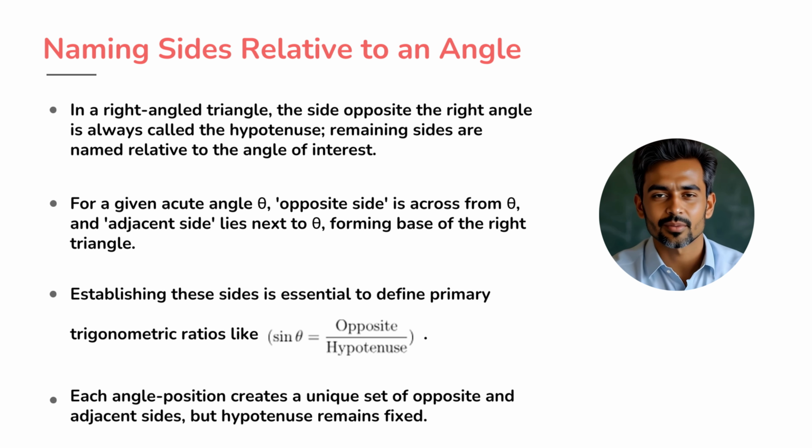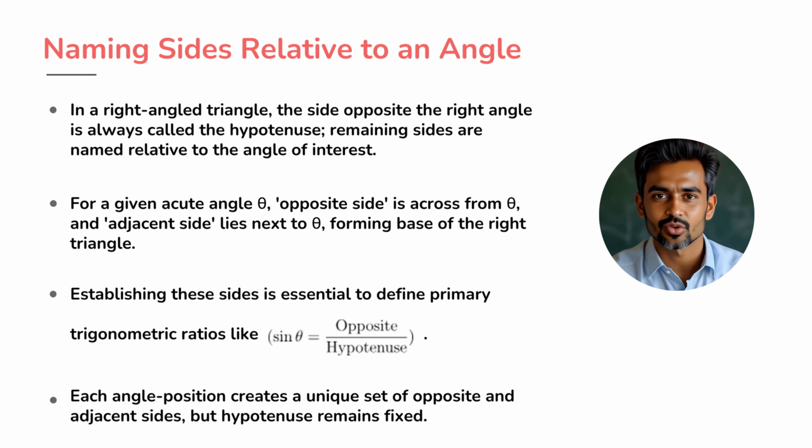Continuing from our triangle ABC with angle theta, let's dive into the stars of today's show: sine, cosine, and tangent. Here's how we define them. Sine of theta is opposite over hypotenuse, that is, side BC divided by AC. Cosine of theta is adjacent over hypotenuse, so AB over AC. And tangent of theta? It's opposite over adjacent, BC divided by AB.